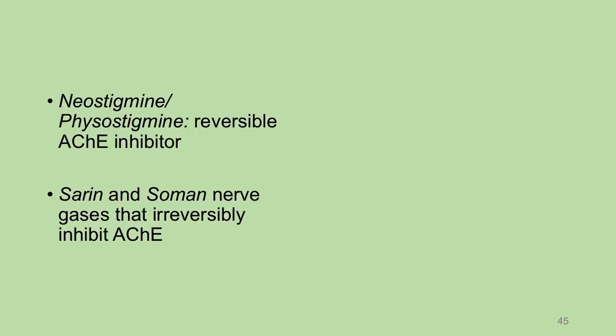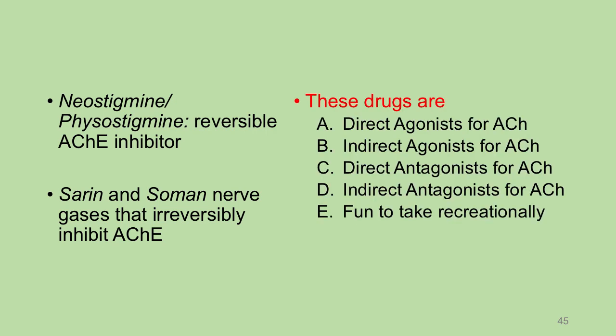There are several drugs that inhibit acetylcholinesterase. Because they decrease enzymatic destruction of acetylcholine, they increase acetylcholine availability. And of course, they are not directly activating postsynaptic receptors. Therefore, these drugs are indirect agonists.